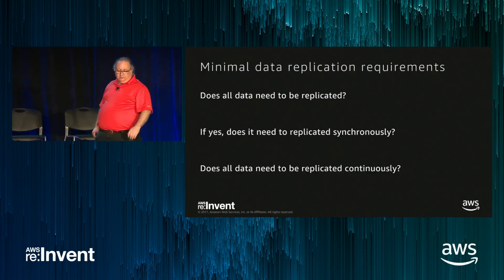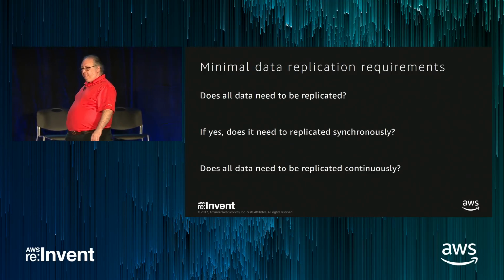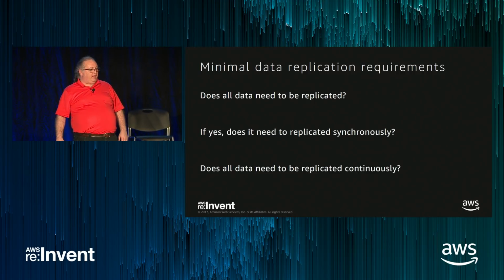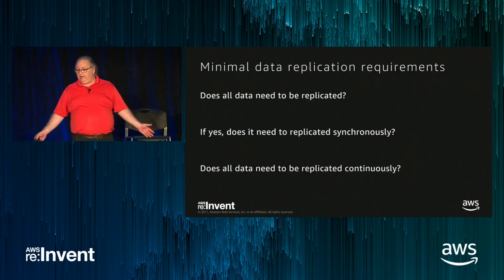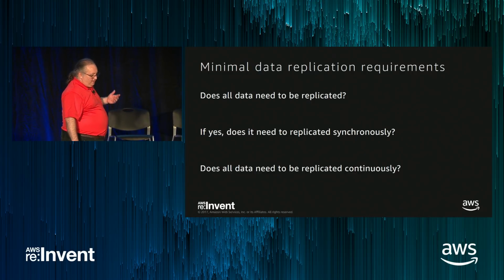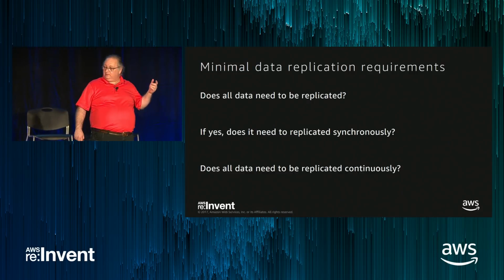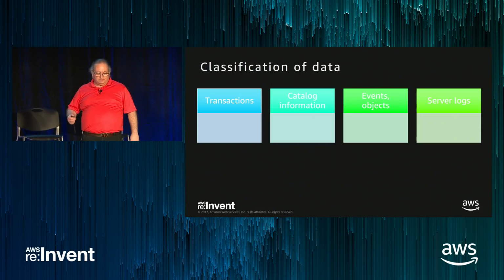All right. Minimal data replication. Only replicate what you need to replicate. Right? Does all data need to be replicated? Probably not. Does it need to be replicated synchronously? Probably not. Right? Do I need to replicate my backups? Yes. Do I need to replicate my backups synchronously? Probably not. Does all data need to be replicated continuously, or can there be things that happen in batches? So things to think about.